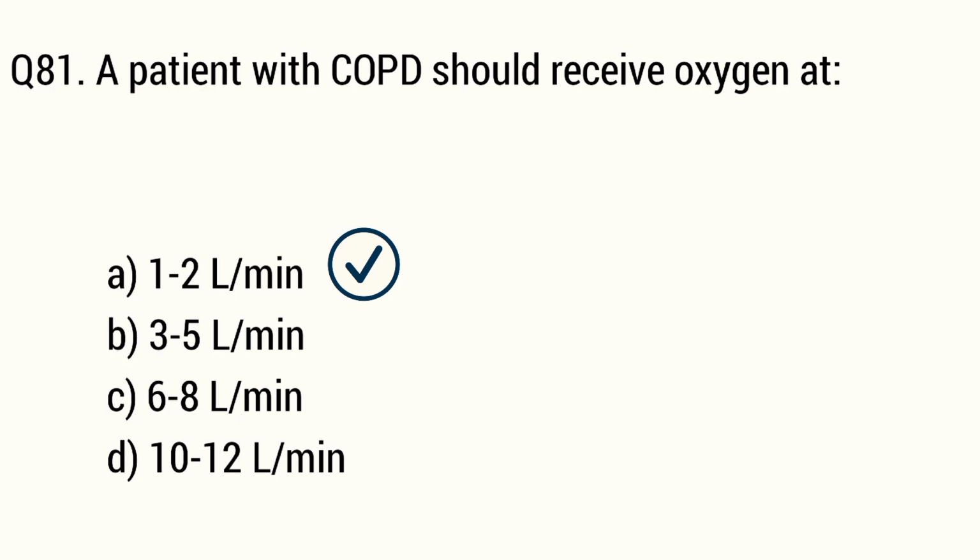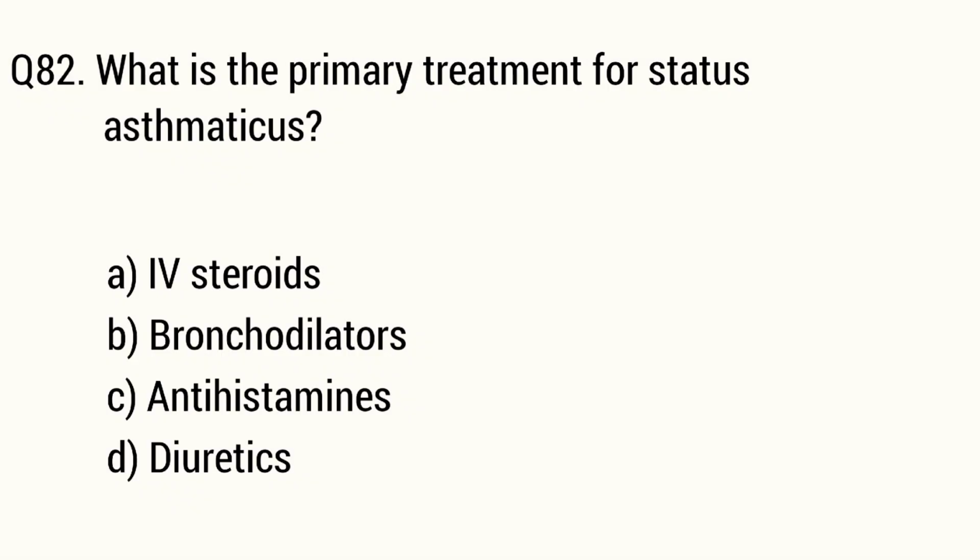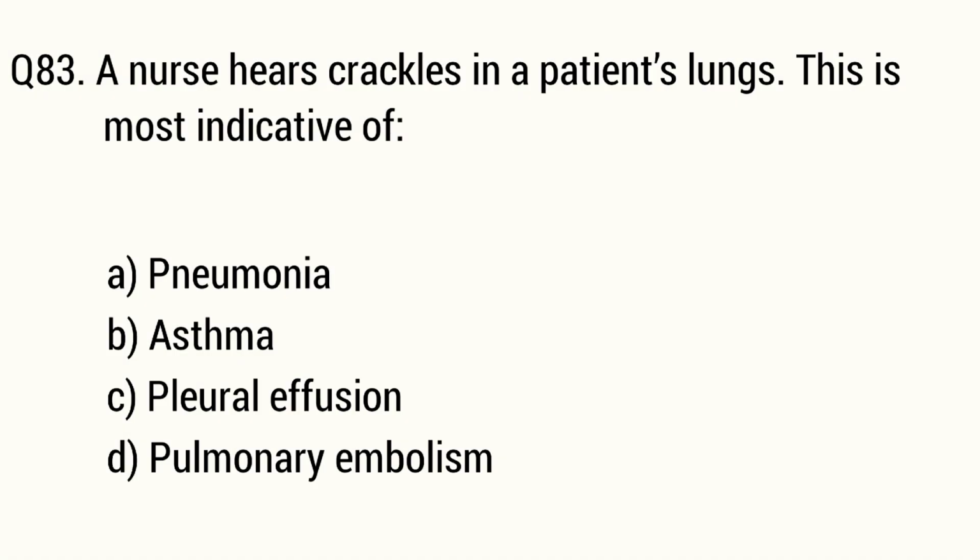Question number 82. What is the primary treatment for status asthmaticus? The right answer is option B. Bronchodilator. Question number 83. A nurse hears crackles in a patient's lungs. This is most indicative of. The right answer is option A. Pneumonia.